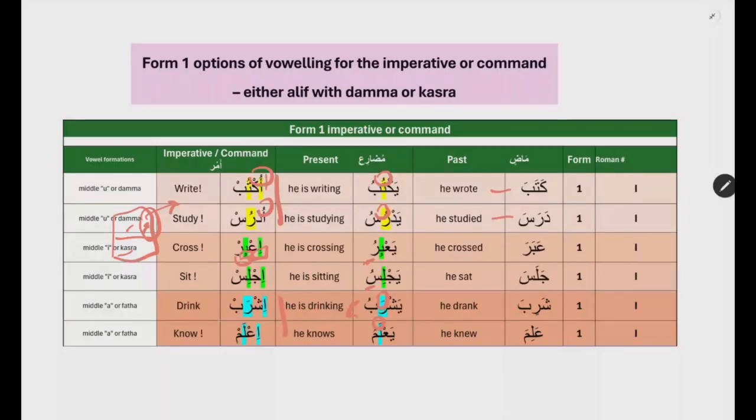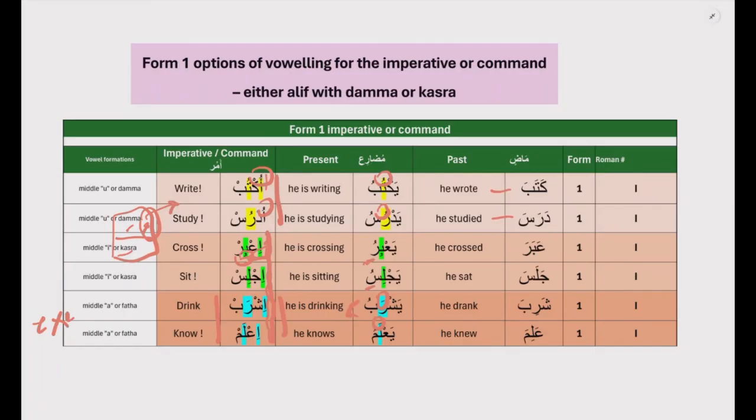Right? So this is the one exception that you need to remember. Right? That in the first form, both a kasra as well as a fatha take an alif with a kasra at the beginning of the imperative form, imperative mode rather. Okay, so that's the one feature.